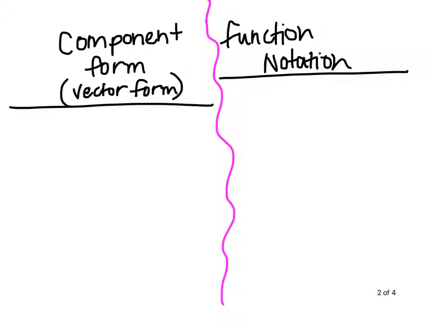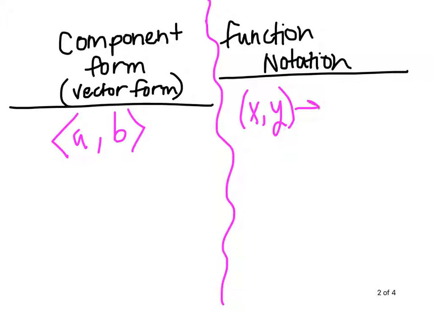Now, there are two types of vectors. Those vectors are going to be either given in component form, like we had with a comma b, or in function notation, which has x and y, like a regular function, and it tells us what our new coordinate is, which is x plus a, where a is that horizontal change. To the y, I add b, and that's my vertical change. So that's what function notation will look like.